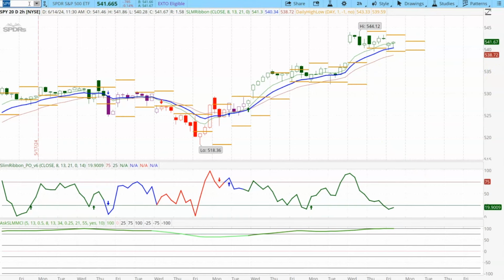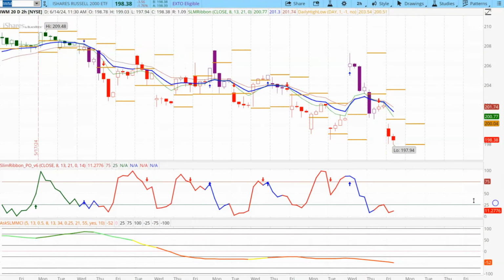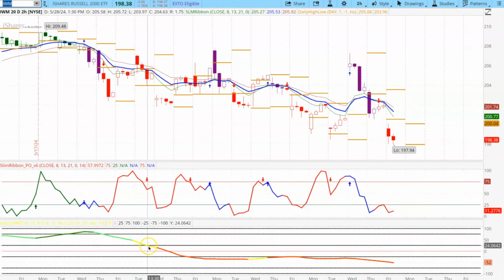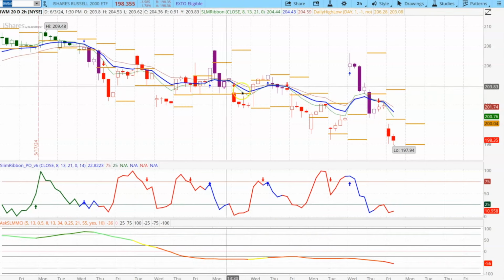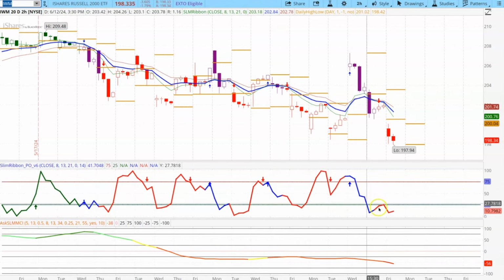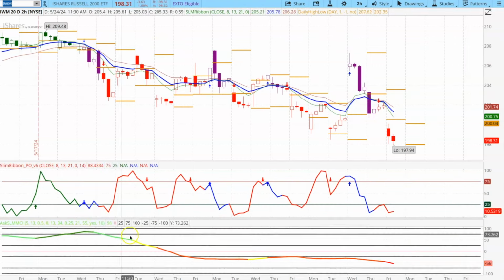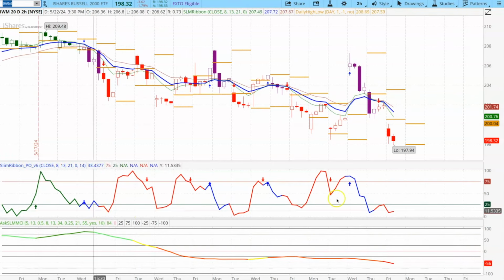Comparatively, look here at the IWM, and you can see that this IWM moved through the swing zone here. This is your test of it right here, your negative move right over here, and it has since continued to move down. The slim ribbon PO has been giving you either neutral or negative readings this whole time. It's negative right over here, and this is really important because this tipped us off as it moved through here. This is the market condition indicator, the level 4 indicator that you can have.